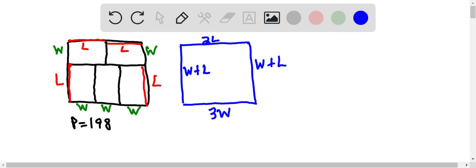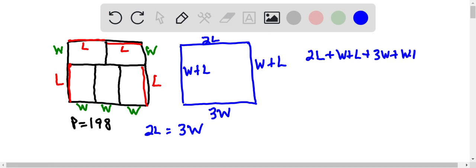Say, how does that help me? Well, first of all, it's a rectangle. So I know that 2L is the same as 3W. We're going to use that fact a lot here in just a minute. And then you know the perimeter. So the perimeter is all 4 added together. 2L plus W plus L plus 3W plus W plus L is 198.